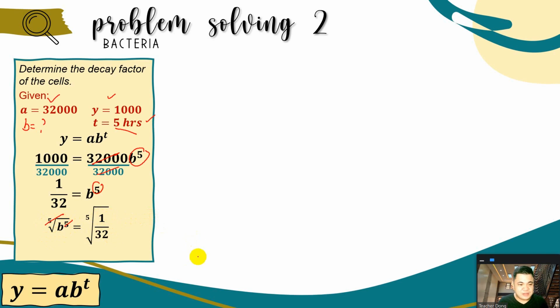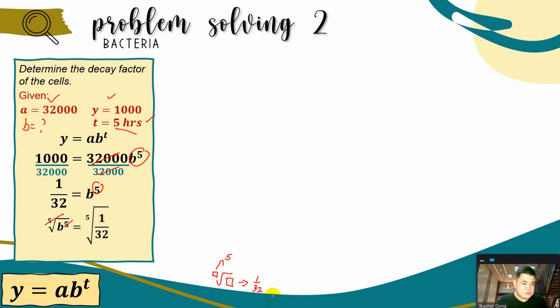To simplify this one, go to your calculator. I think this is a second function. So just look for this symbol. If you already have that symbol, of course, you have to change this to the 5th root of what's inside the fraction, 1 over 32. Okay, so that's how you will do it. Or maybe you can translate first 1 over 32 to decimal for you to be able to easily simplify it.